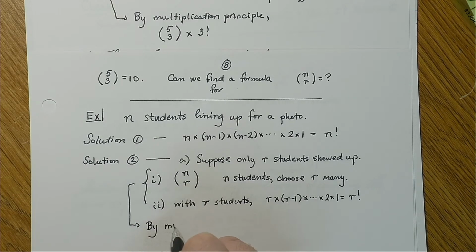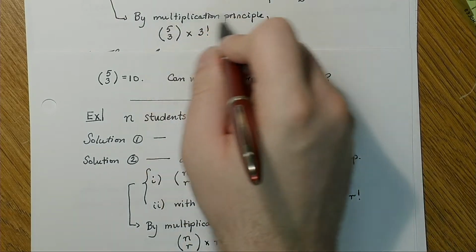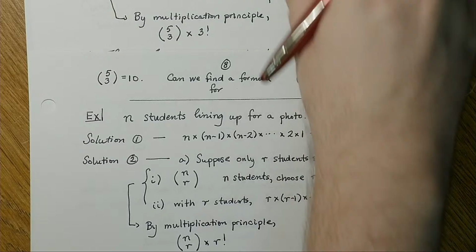By the multiplication principle, what I have then is n choose R times R factorial. Okay? Just following what I had done in the previous one.